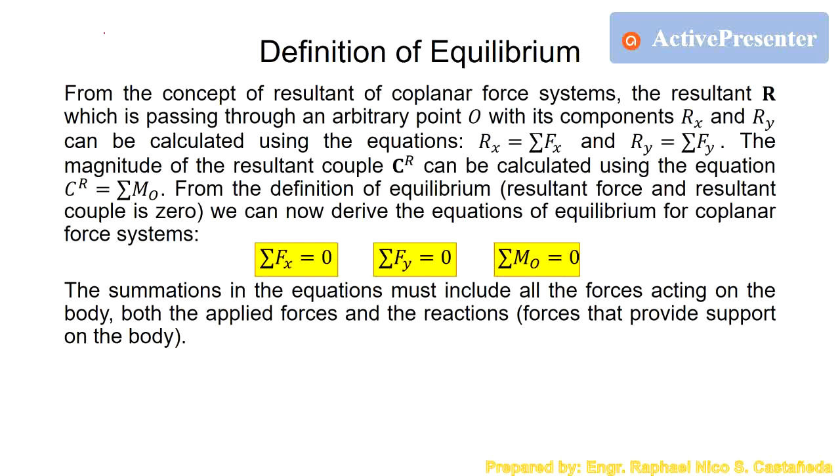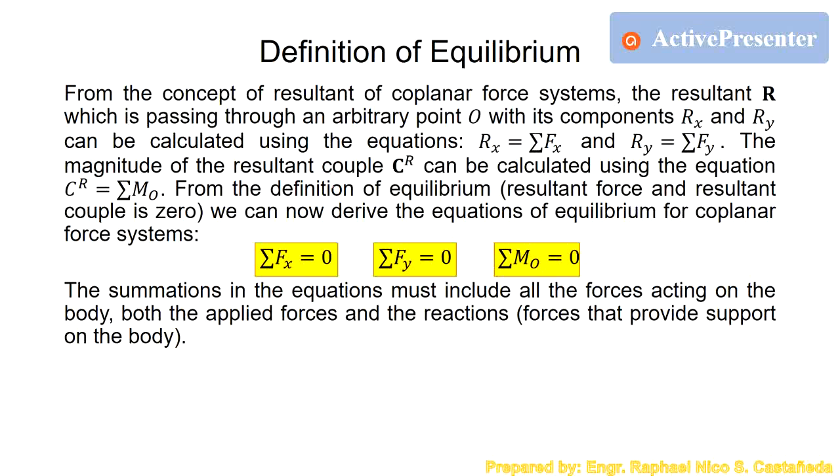From the concept of resultants of coplanar force systems, the resultant R, which is passing through an arbitrary point, point O, with its components Rx and Ry, can be calculated using the following equations. We have this from two-dimensional or coplanar force systems. Then the resultant couple can be calculated using this formula. It will depend on what type of force system it is: coplanar general, coplanar concurrent, or parallel.